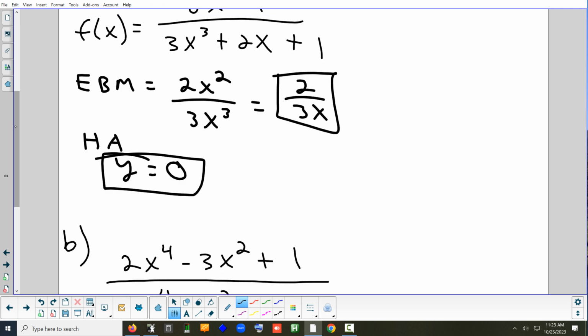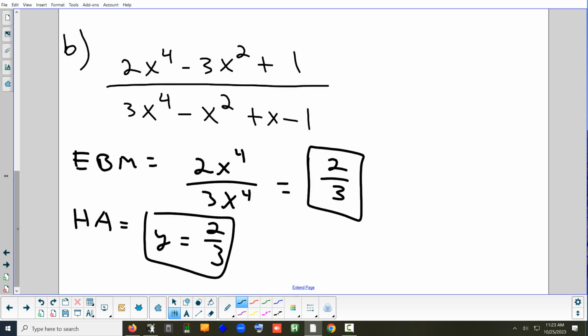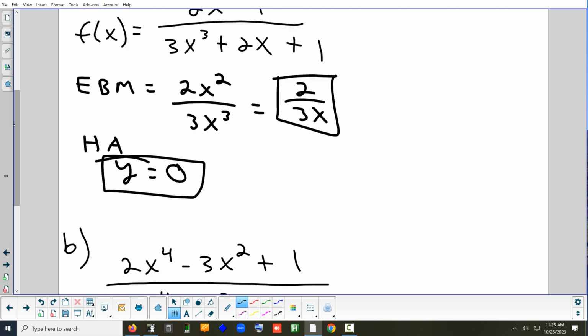So if the exponent in the bottom is bigger, or the exponents are the same, you will always get a horizontal asymptote. If they're the same, the horizontal asymptote is going to be just the coefficients divided. If the one in the bottom is bigger, it's always going to be 0, because all the x's in the top are going to disappear, and you're going to be left with an x in the bottom.